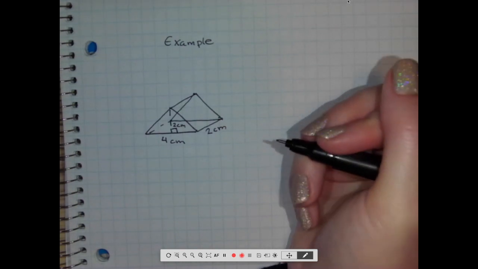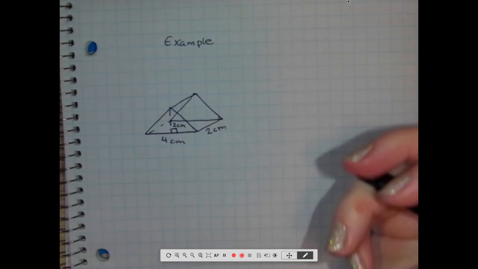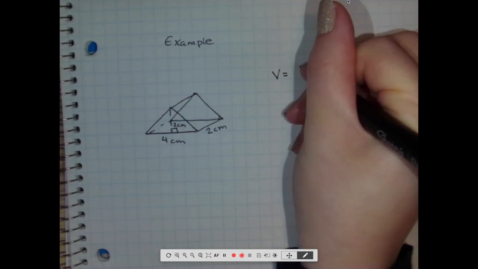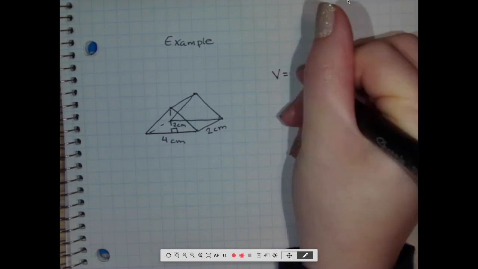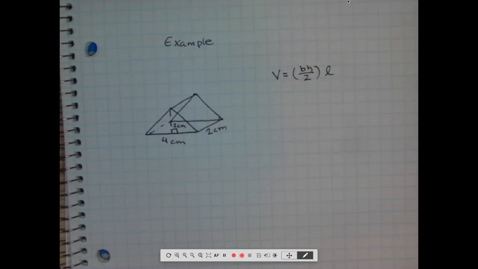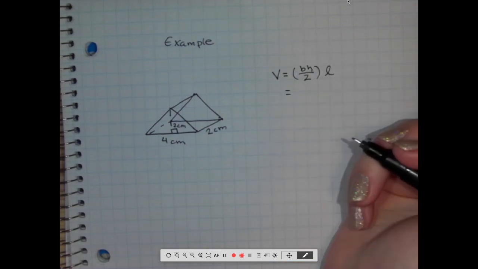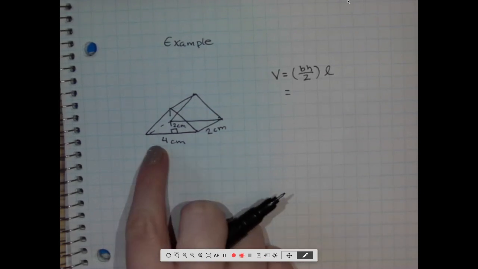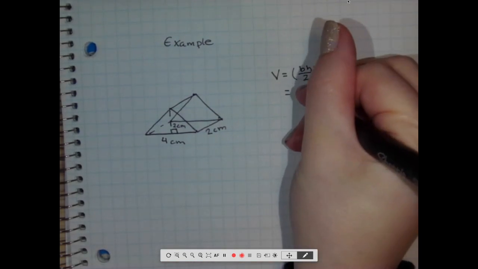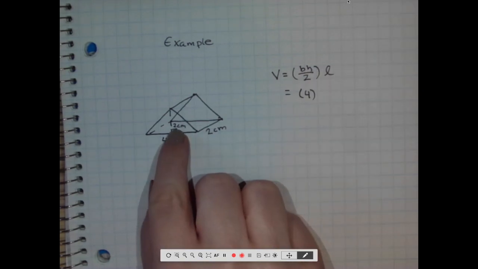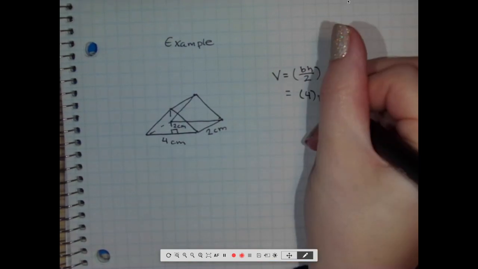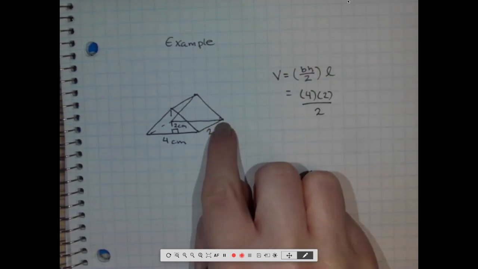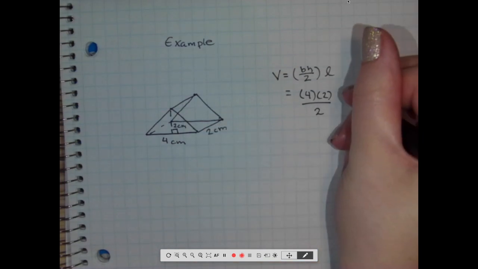Now the first thing I want to do is write out my formula that I came up with. And that's what you should be doing as you solve these problems. Base times height divided by 2 times length. So then I just need to figure out what's my base, what's my height, what's my length. So base is that bottom of the triangle. So I'm going to have 4, and then my height is the height of the triangle, times 2 divided by 2. And my length is the distance between the two triangles, times 2.